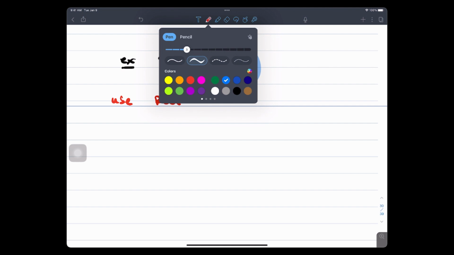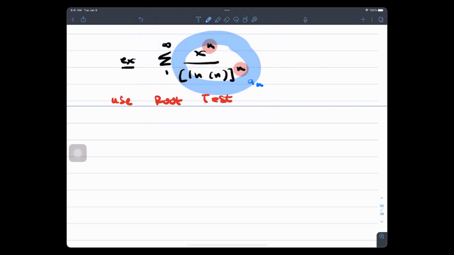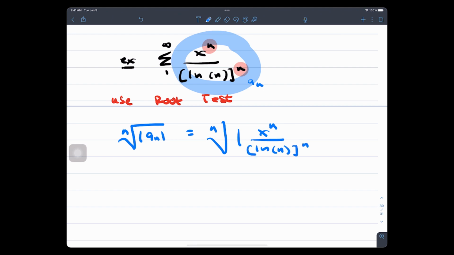So that whole thing is going to be a_n, right? So you have the nth root of the absolute value of a_n. So this is the nth root of the absolute value of x to the n over natural log of n, all to the nth power here. So let's go over the algebra.